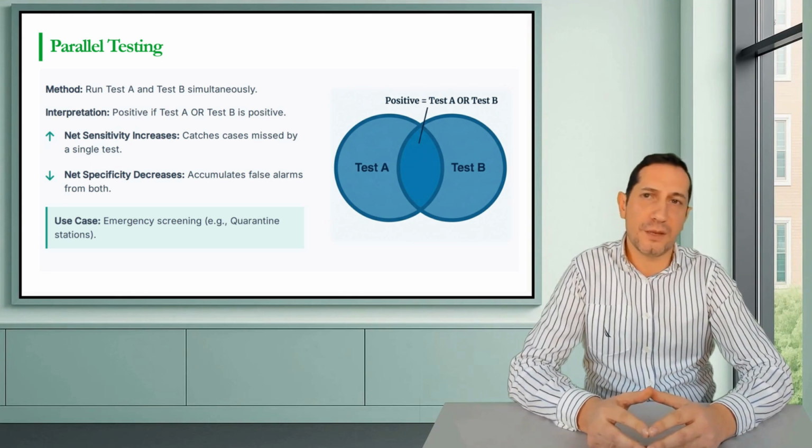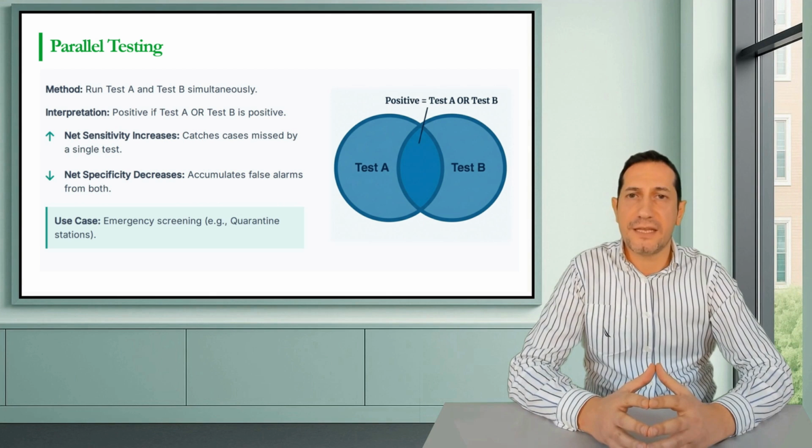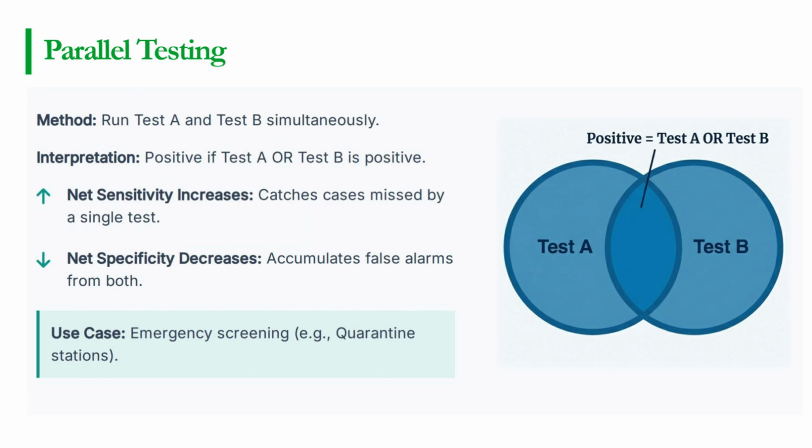The first method is parallel testing, which means you run test A and test B at the same time on the same animal. The interpretation rule is straightforward. The animal is classified positive if test A or test B is positive. This approach is used when the priority is to minimize missed cases, such as in emergency screening or at quarantine stations. Because a true case only needs to be detected by one of the tests, net sensitivity increases. It captures infections that might be missed if you relied on a single test.